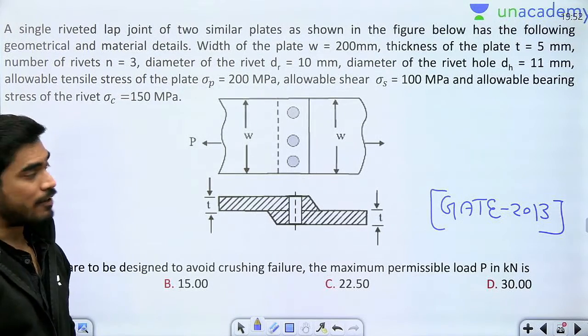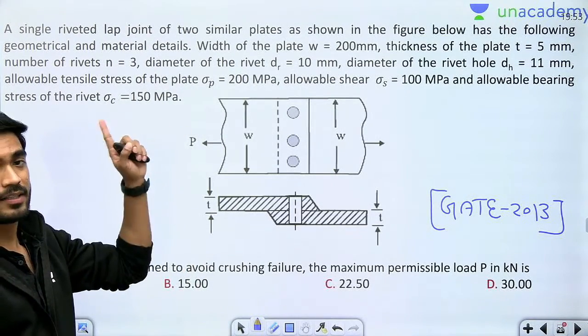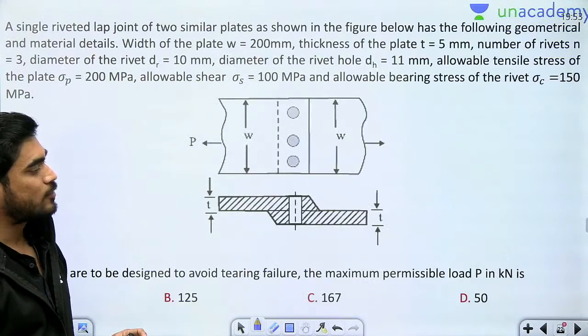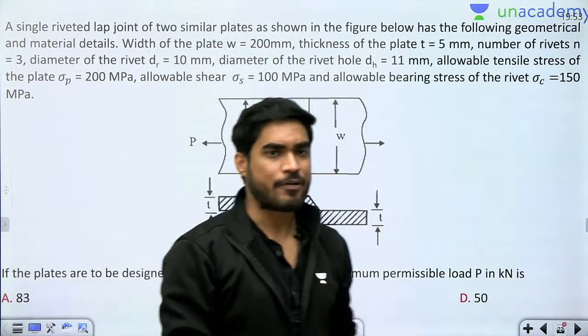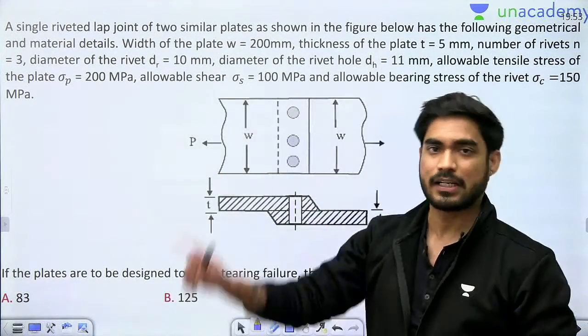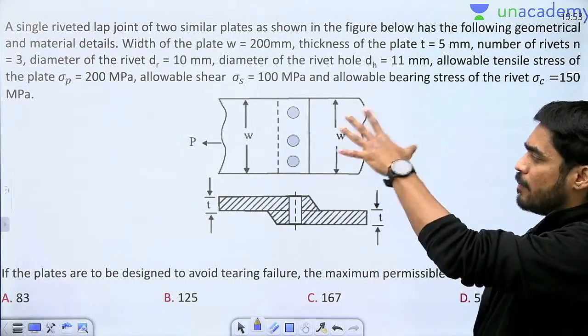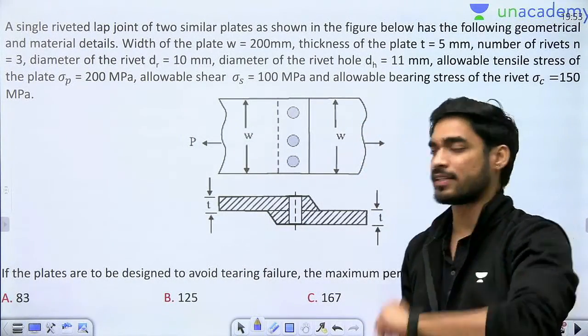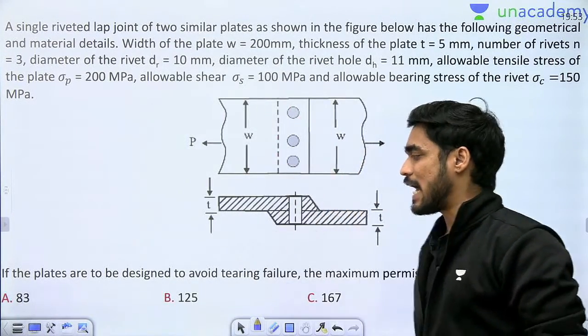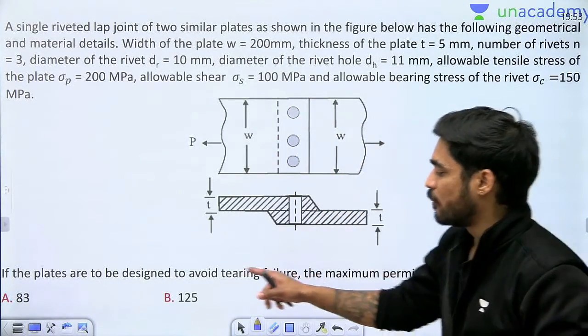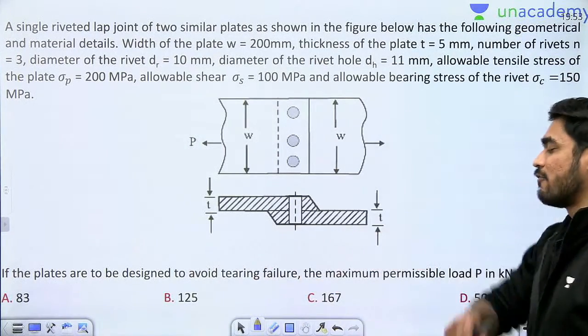This was a question from GATE 2013. But beta, there was another question based on the same data. This is known as a common data question. Nowadays you don't see these types of questions, but earlier we used to get them. There will be two questions based on the same data. Same data, but this time the plates are to be designed to avoid tearing failure.